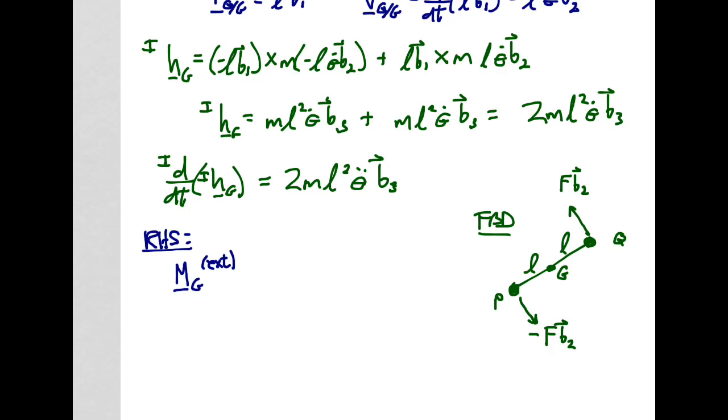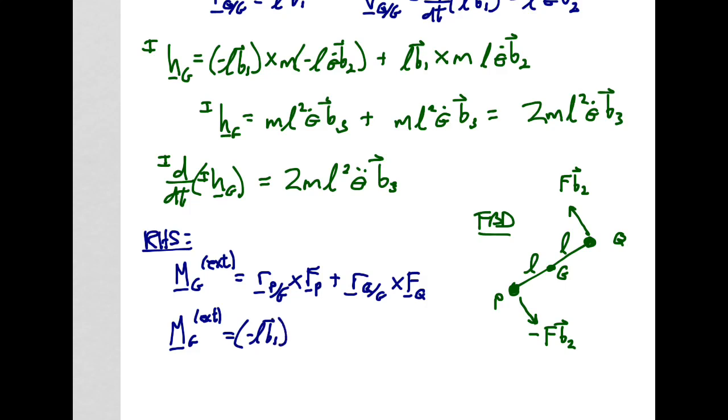So the total force on the system is equal to 0, and our moment, which is what we need for this expression, is two cross products: R of P with respect to G, cross with the force on P, plus R of Q with respect to G, cross with the force on Q. So the moment is equal to the position vector of P with respect to G, which is negative L in the B1 direction, crossed with negative F in the B2 direction, plus L in the B1 direction crossed with F in the B2 direction.